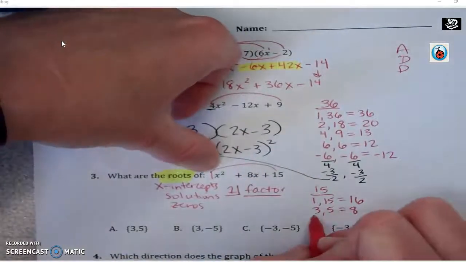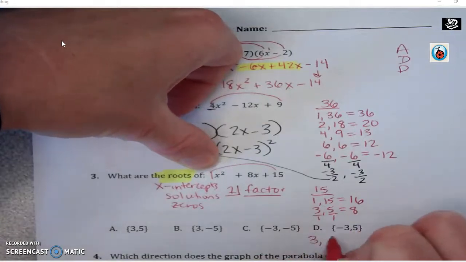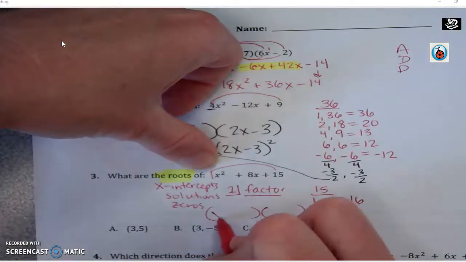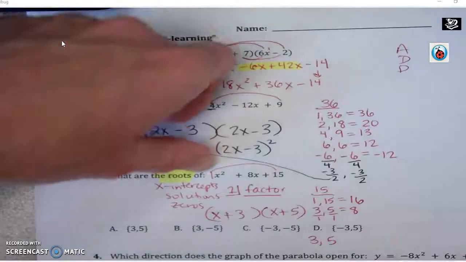Divide by your a value, which in this case is 1. 3 divided by 1 is 3. 5 divided by 1 is 5. And so I put those in parentheses. So I get x plus 3 because it's positive, and x plus 5.